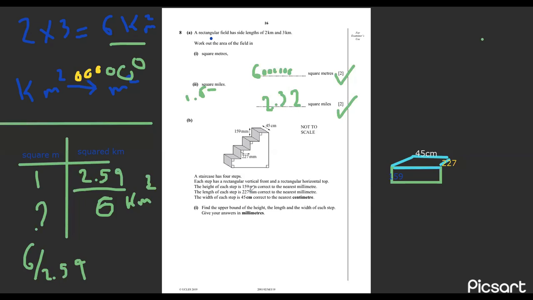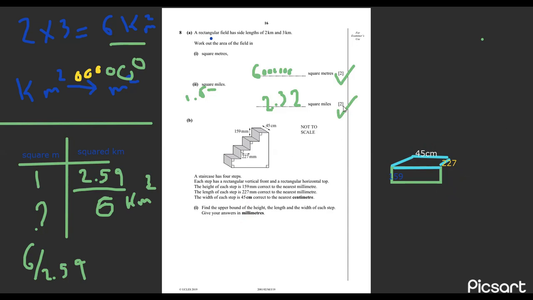Okay, so they give you the height is 159, which is in millimeters, and this is fine because he gave you millimeters. The length is 227, also millimeters, and it's fine. The width here is 45 centimeters, and here is the issue, because he needs the answer in millimeters, so we have to multiply the answer by 10. Most of you leave it wrong, so you have to be focused. Don't expect that he gives you the answer on a golden plate.